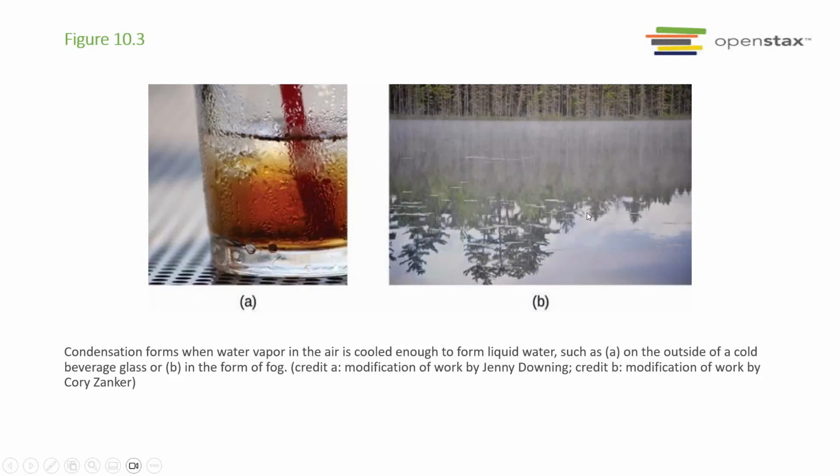Here is an example of condensation on a lake. So the temperature of the lake is colder than the temperature of the air. So all the water vapor in the air is going to condense onto the lake.